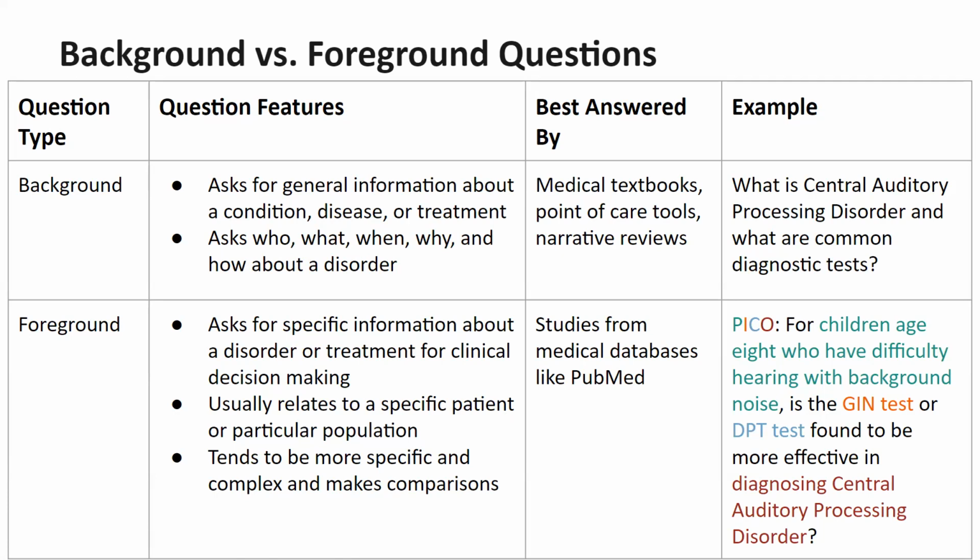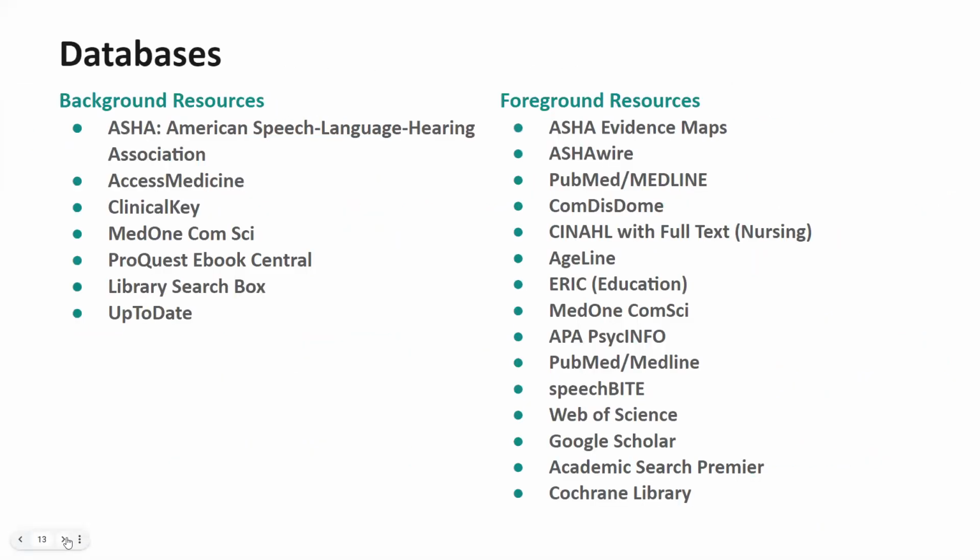The best places to find answers to these types of questions are usually in background sources, such as reference sources like medical textbooks, point of care tools, and narrative reviews. Narrative reviews are articles that go into depth and provide an overview of a topic. When looking at the Audiology Research Guide, you can see the list of databases on the background information point of care page. Examples of these would be Access Medicine or Clinical Key.